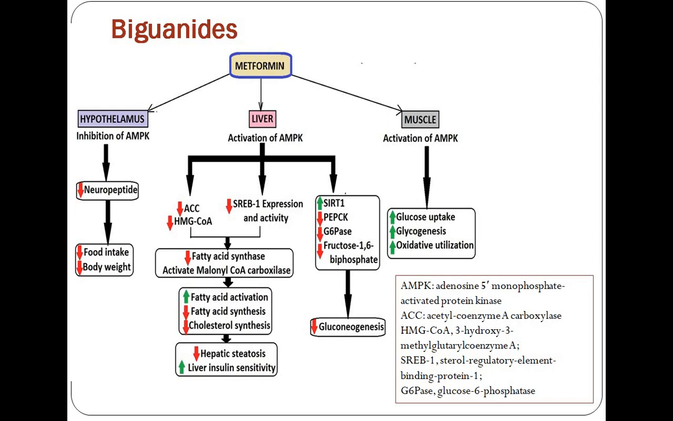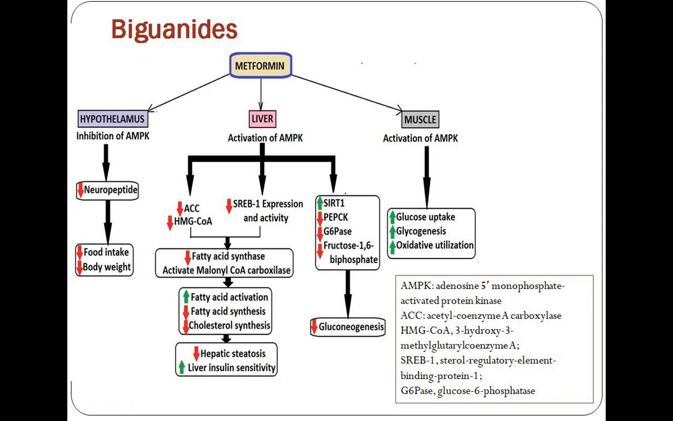So in liver, it will cause the activation of AMPK, so that ACC, acetyl coenzyme A carboxylase, and HMG CoA will be reduced. SREBP, that is the sterol regulatory element binding protein, their expression and activity will be reduced. As a result, fatty acid synthesis will be reduced, so that fatty acid oxidation will be increased, but fatty acid synthesis and cholesterol synthesis will be inhibited. So as a result, it will improve the liver insulin sensitivity.